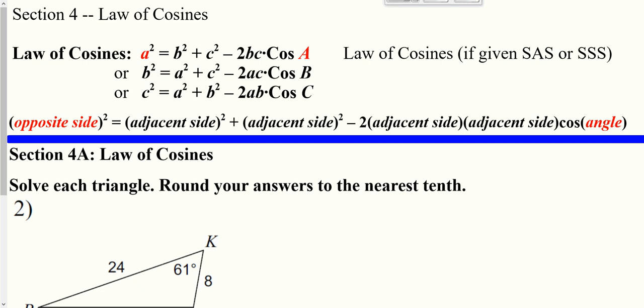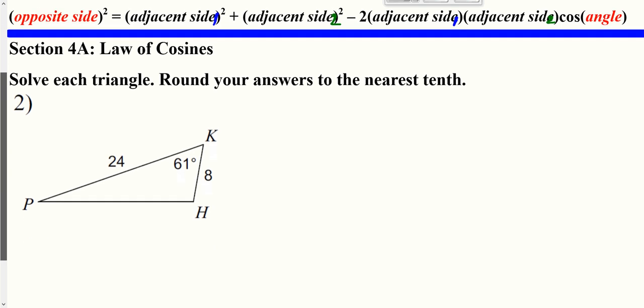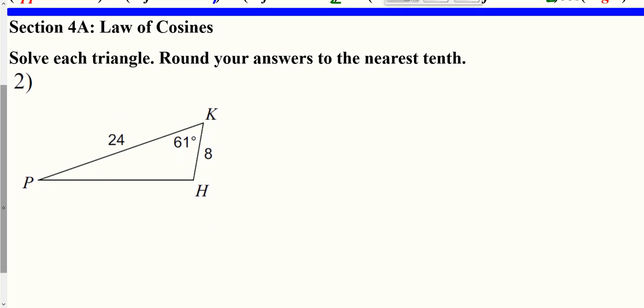And then the two sides that you happen to know, your adjacent side 1 would go here and here. Adjacent side 2, the other one would go here and here. So whether you want to use the ones with A, B, and C or the general one is really a personal preference.